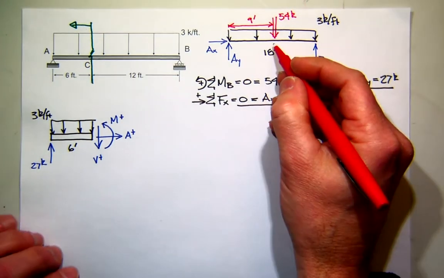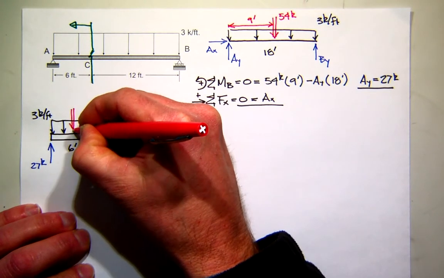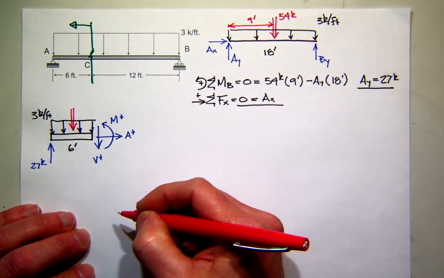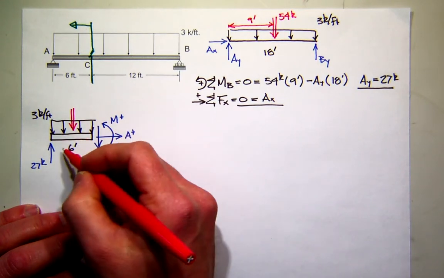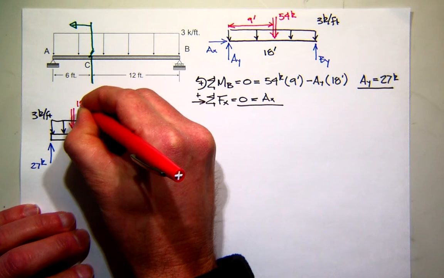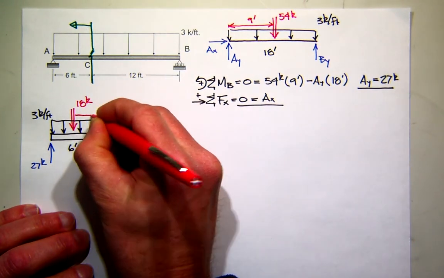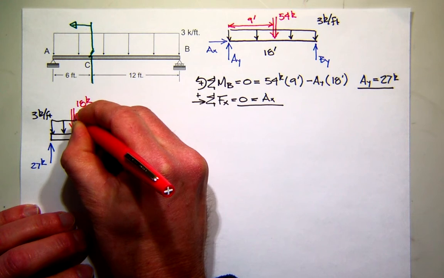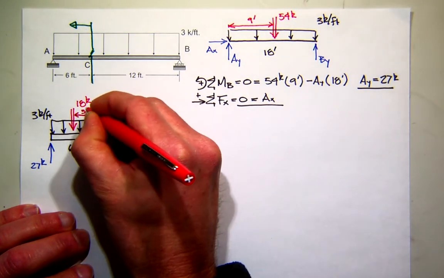Just like I did up here, I'm going to make it easier on myself and analyze this using the concentrated equivalent force. Again, it's still a rectangle. The area of that curve would be the base, 6 feet, times the height, 3. You'll get a force of 18 kips, and it's located at the centroid, which is the center. So half of 6 would be 3 feet.